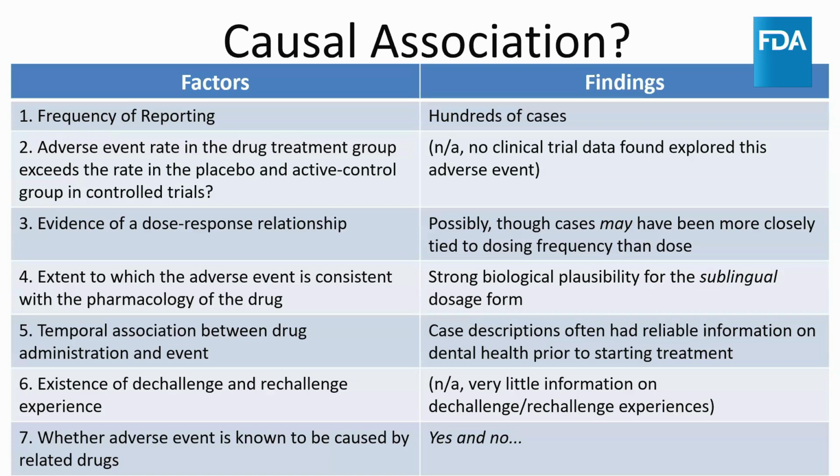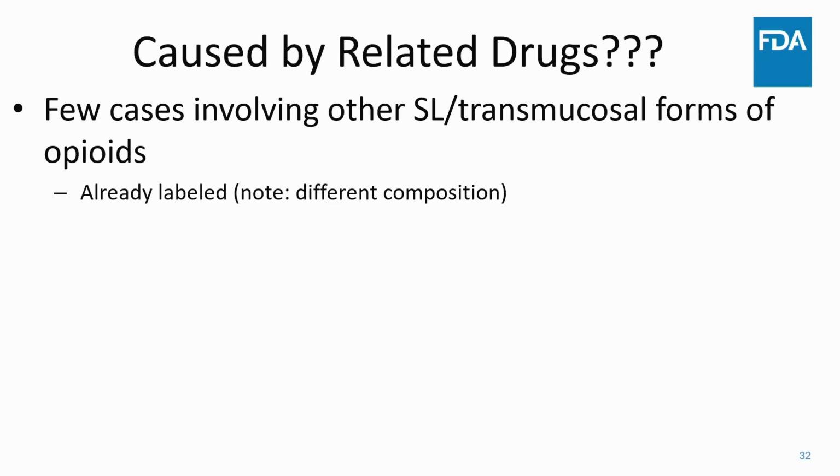And finally, number 7, whether the adverse event was known to be caused by related drugs. I have here both a yes and a no, and I've got an entire slide to explain this one a bit more. So I have to say, given the totality of evidence, I was already convinced that this was an AE that needed to be in the warnings and precautions, but I've got to say, this is what really put this over the top for me.